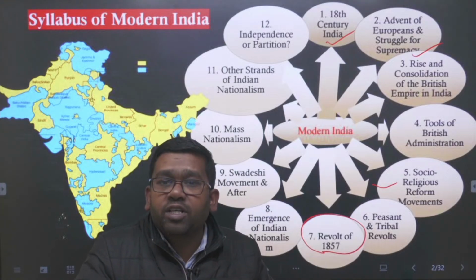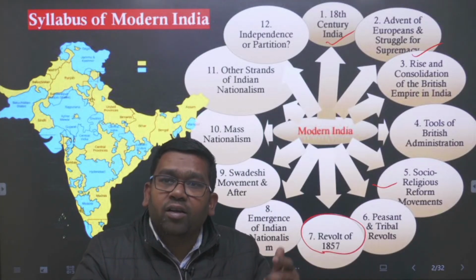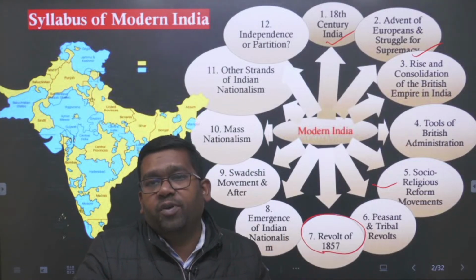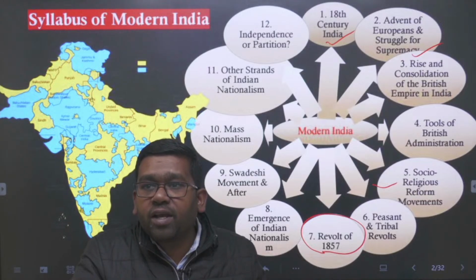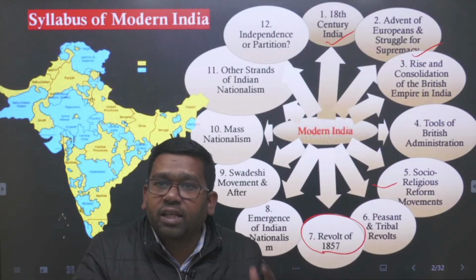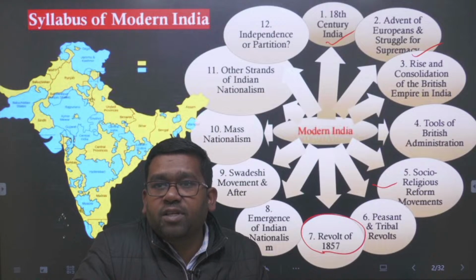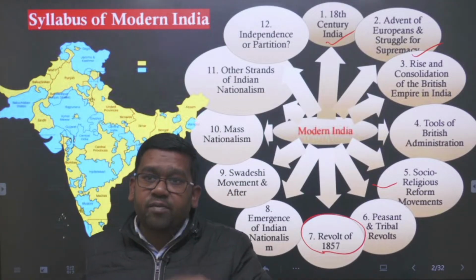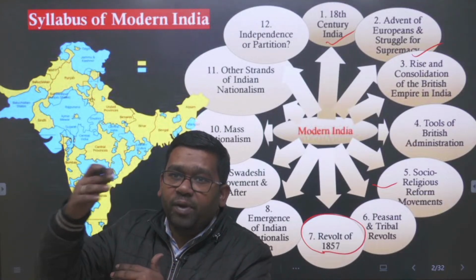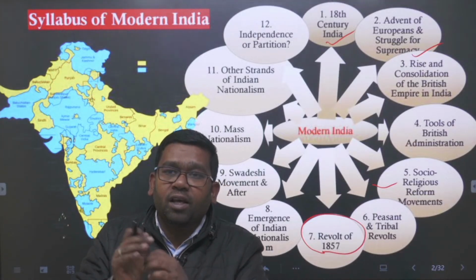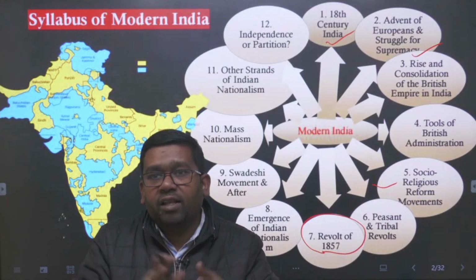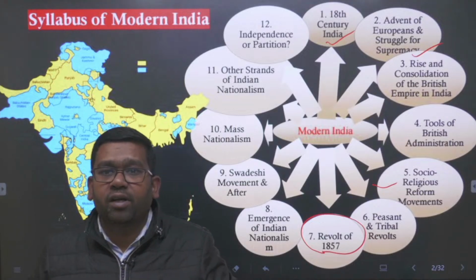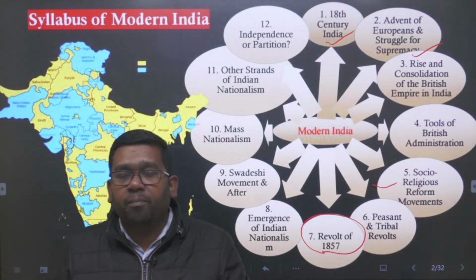Whether this revolt was a Sepoy mutiny, or the extended version of the Sepoy mutiny. Whether this was the first war of independence, or more than that, or a popular revolt. Then we discussed the phases of the 1857 revolt. It started from Meerut on the 10th of May 1857, came to Delhi on the 11th of May, and then spread all over northern India by May and June 1857.